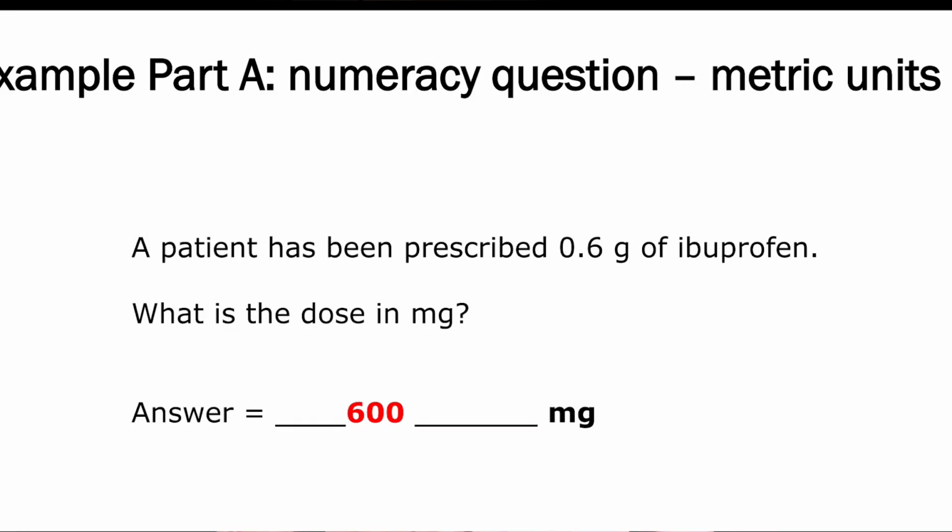After that you can see that on metric units you can see this kind of questions. A patient has been prescribed 0.6 gram of ibuprofen. What is the dose in mg? Your answer will be 600. You don't have to write mg because it is already written in the answer area, so you have to remember these things. If it is written mg, then you don't have to write mg with the number.